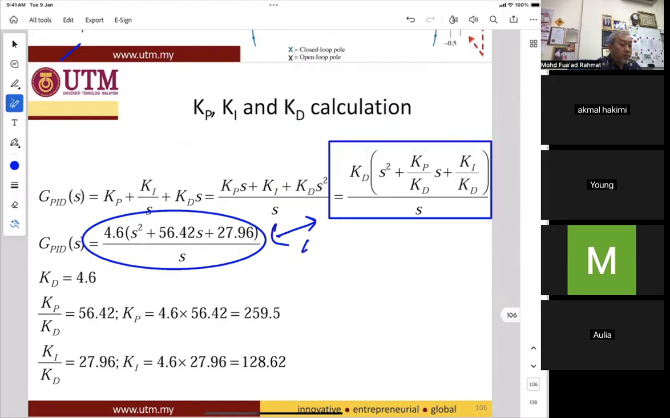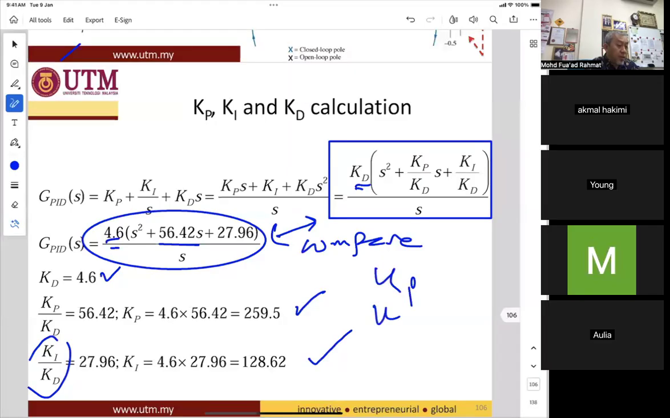So you compare. From the comparison, automatically KD is 4.6. Then KP over KD, which is the second term, is 56.42. So KP is equal to 259. And then the third one is 27.96. You compare with KI over KD, and KI is equal to 128. So this KP, KI, and KD value will be inserted inside the controller hardware.